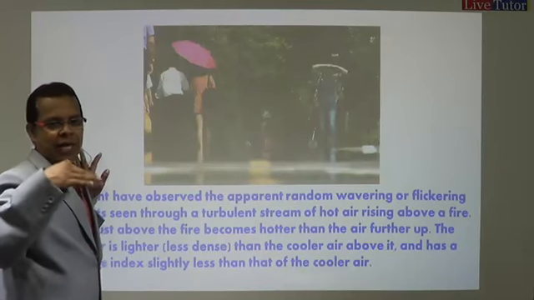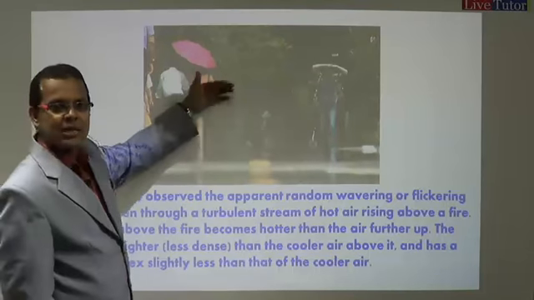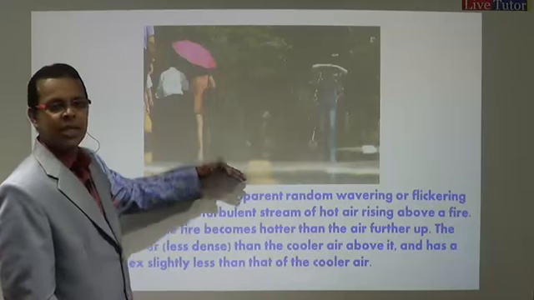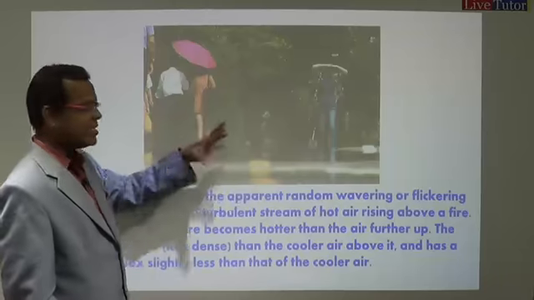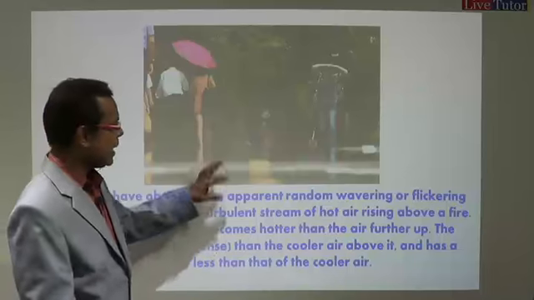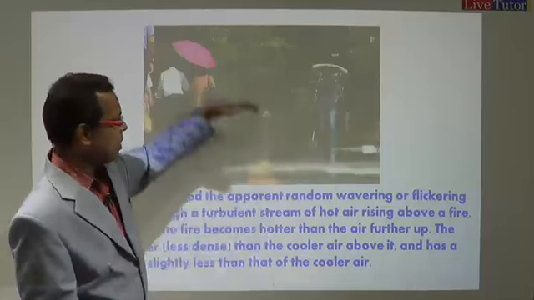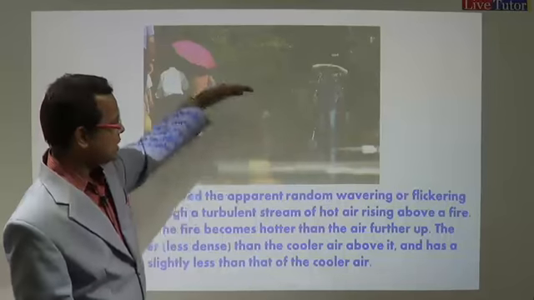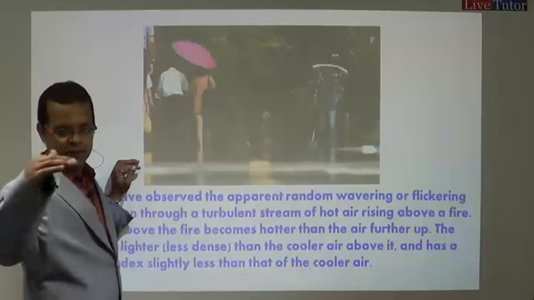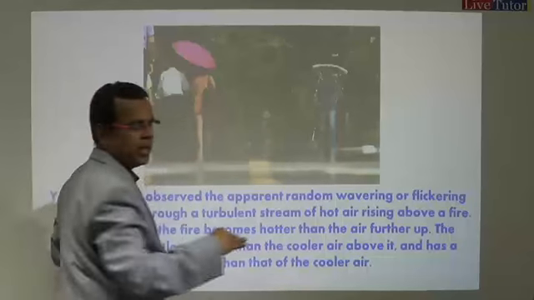This hot air is lighter than the cool air above it, so its refractive index is slightly less than that of the cooler air. The hotter air has a lesser refractive index than the cooler air. So due to this difference in refractive index, what will happen? The light will keep on being refracted. That is why when you are viewing any object through that, it may look like wavering, like water waving on the sea or the ocean, how the tides are formed. Like this, even on the road, it may be wavering.